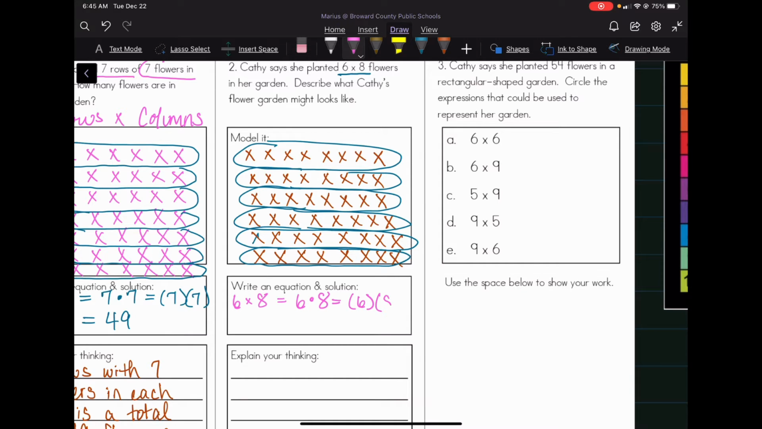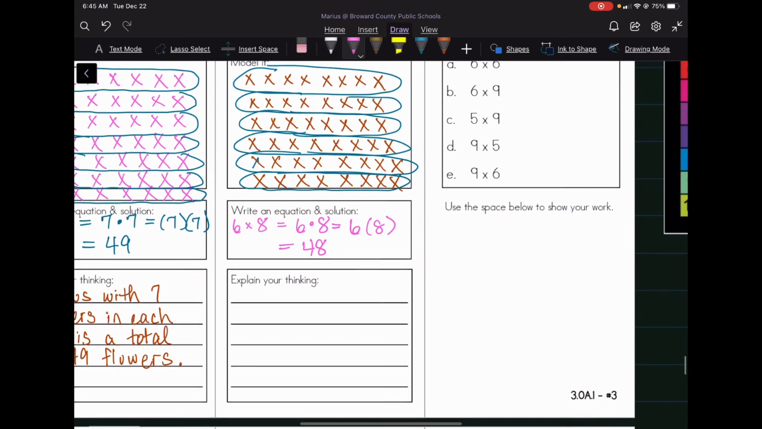6 times 8. Sometimes you may see one of the numbers not in the parentheses, so you may see it as 6 times 8. All right. And our grand total for 6 times 8 is equal to 48.